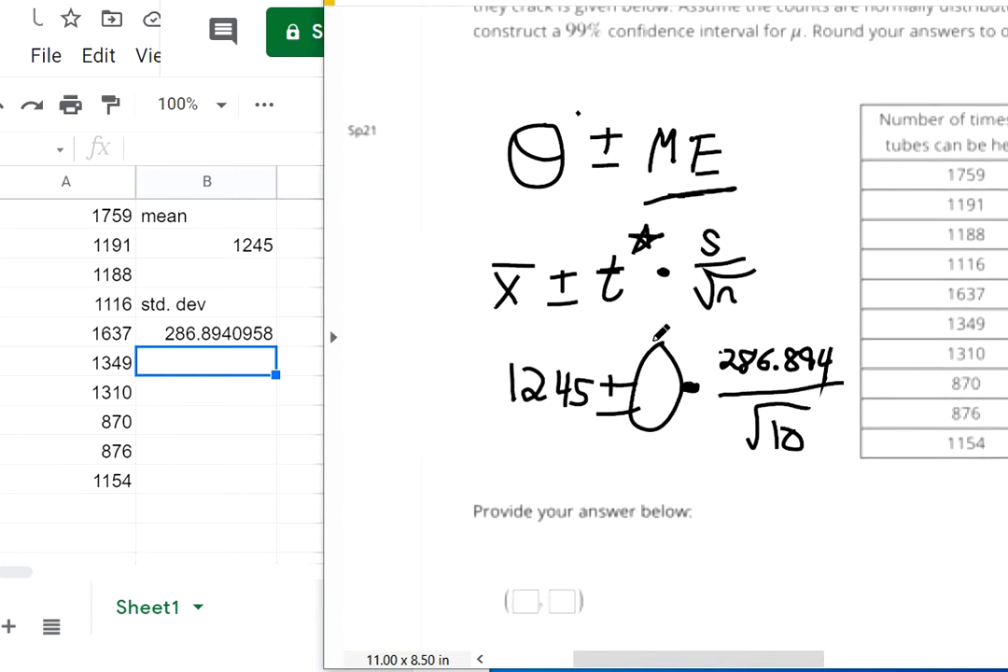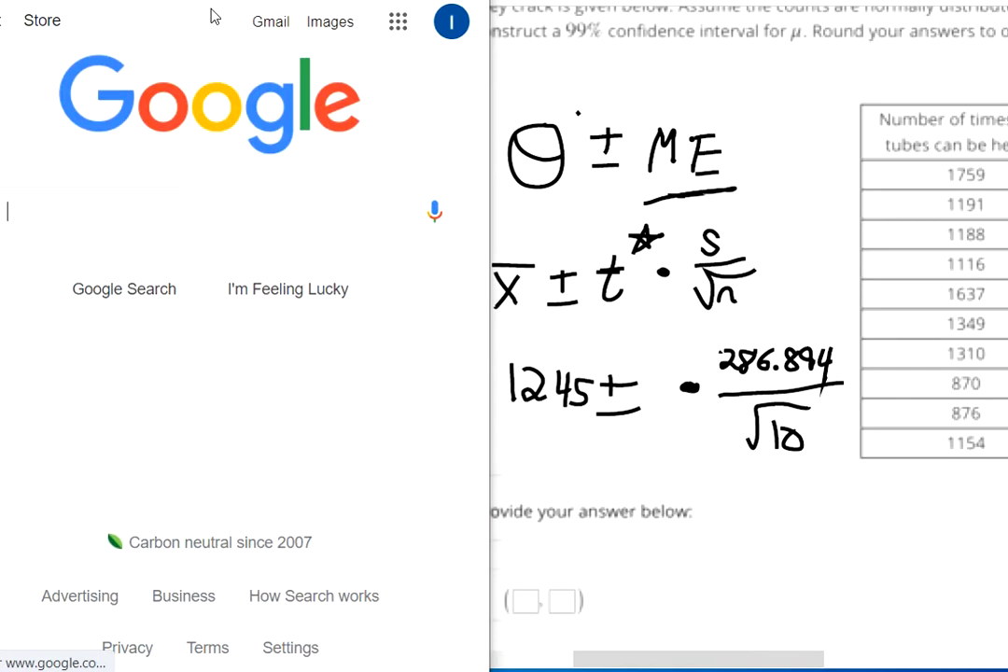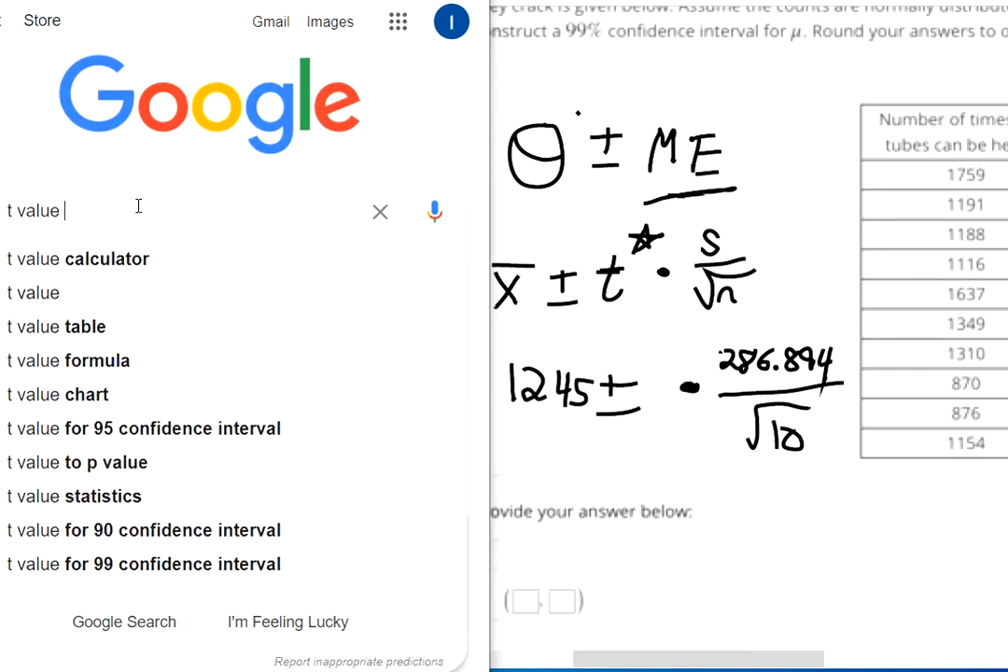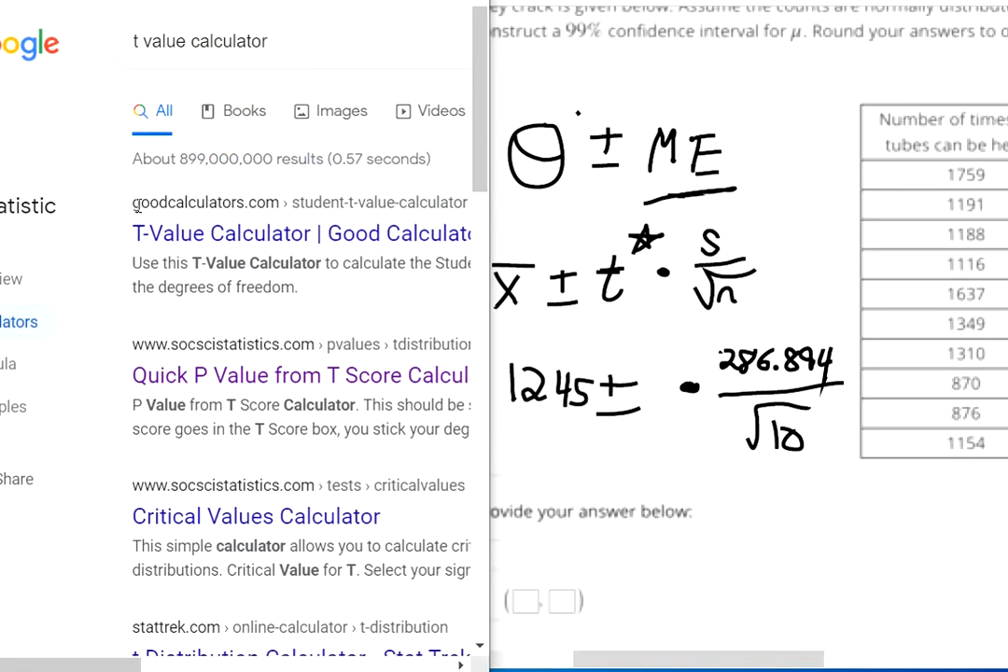So we need this t star. Let's go back to Google and search for a t-value calculator. Let's see what comes up. We want to look up a t. You can actually use Google Sheets for it, but I find it's too confusing for students. They usually get it backwards, and that messes them up.